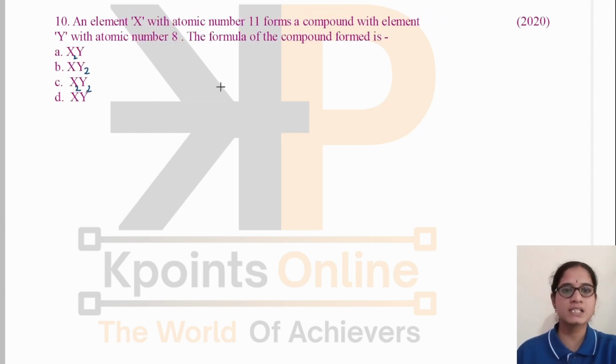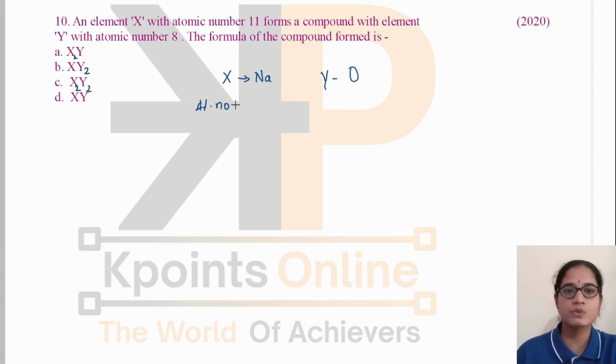Next, an element X with atomic number 11 forms a compound with element Y with atomic number 8. The formula of the compound formed is, first let us check what will be the formula. Here they have given the X element is having atomic number 11, means this X must be sodium, and Y is an element with atomic number 8. So it will be oxygen. Yes, the atomic number of sodium is 11 and oxygen it is 8.